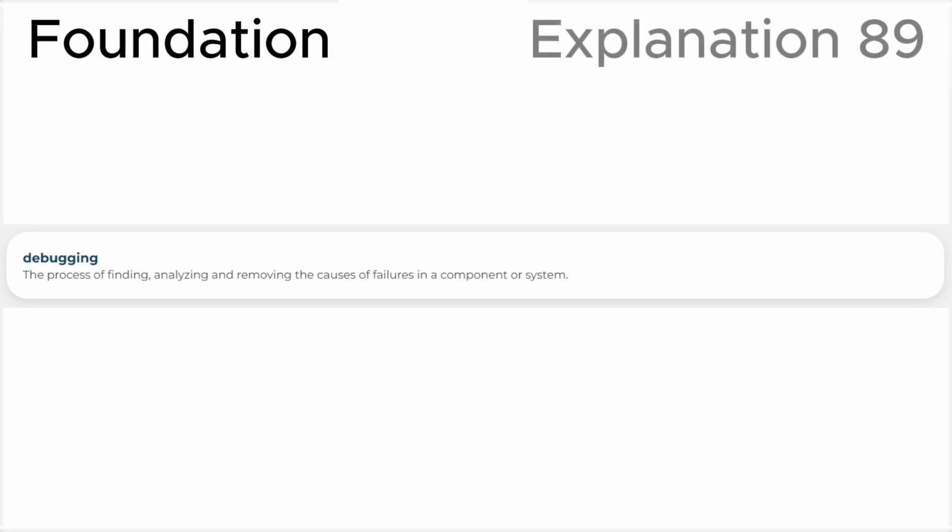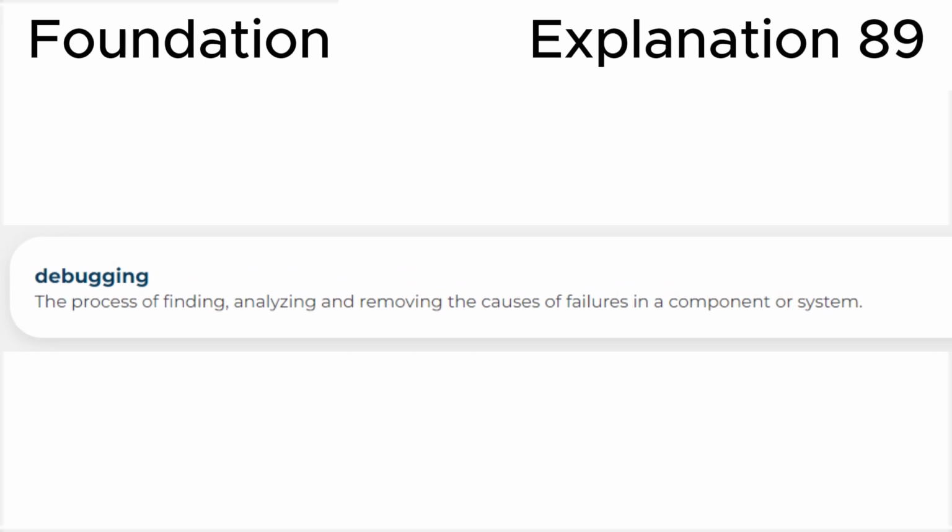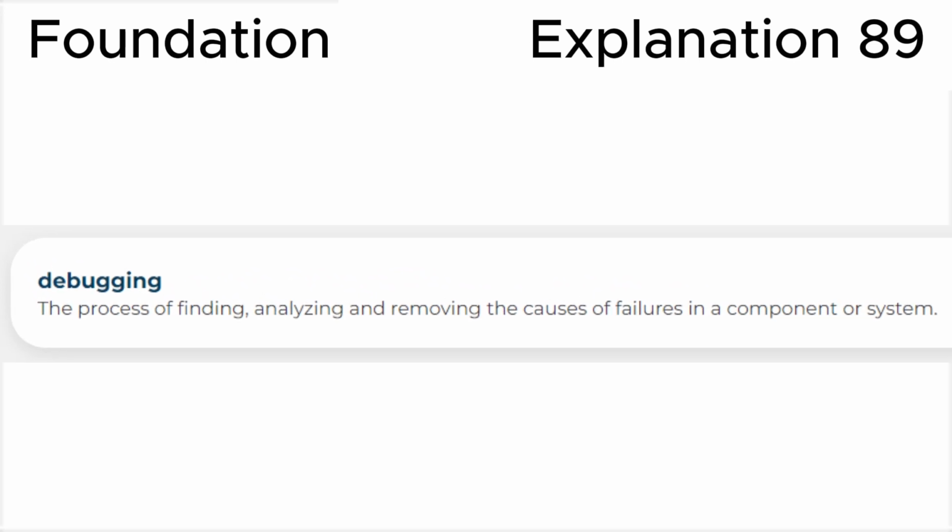Explanation. Let's look at the definition of debugging in the ISTQB Glossary. We can see that debugging is finding, analyzing, and removing the causes of failures in a component or system.